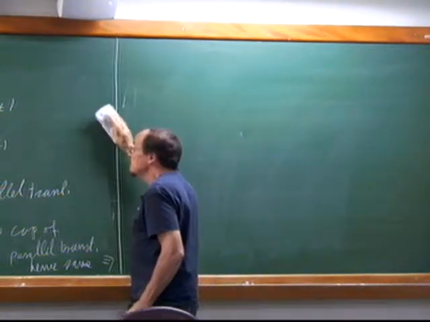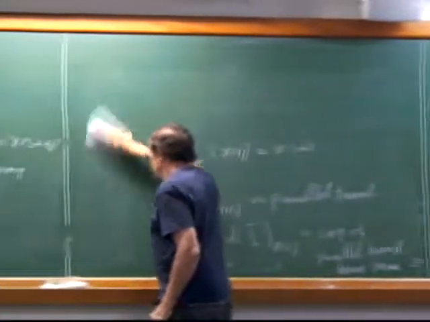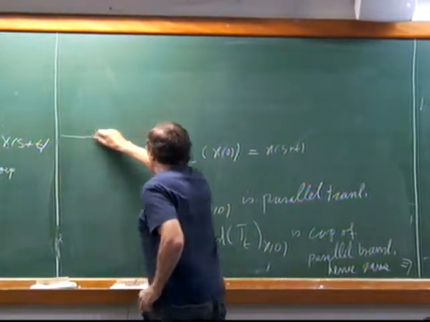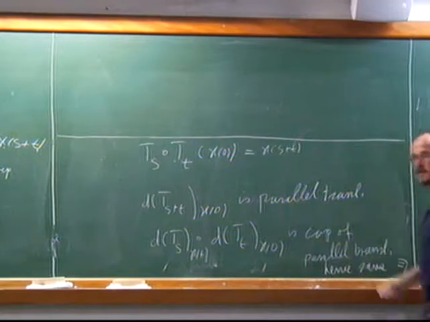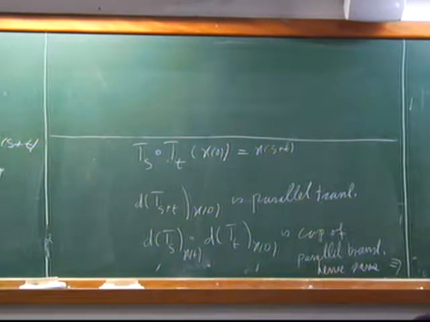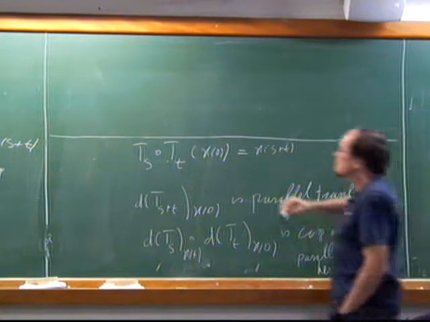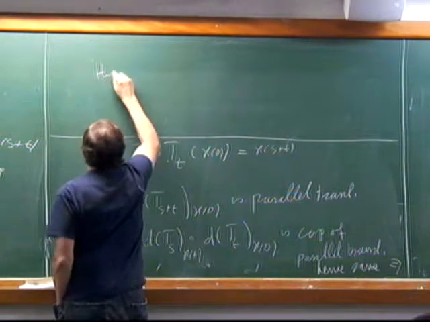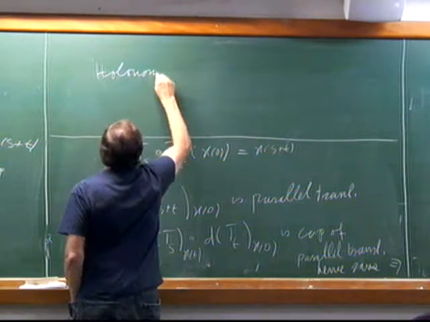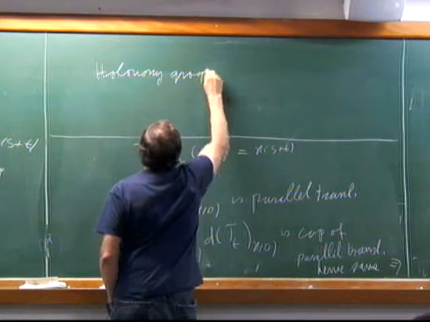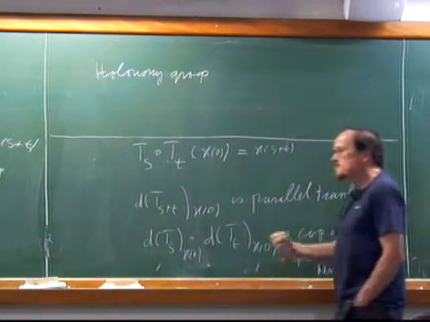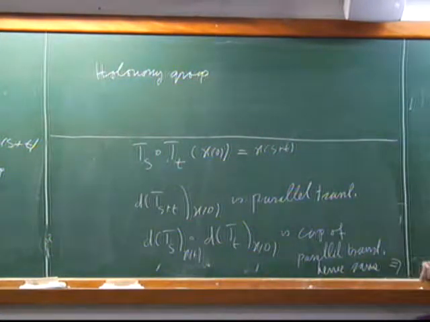So for that, let me discuss a little bit what one can do with parallel translation. One can define what's called the holonomy group of a Riemannian metric. It's even defined for a connection, but we're going to do it for the Riemannian metric.